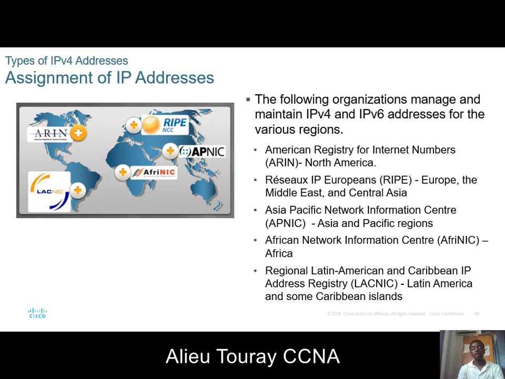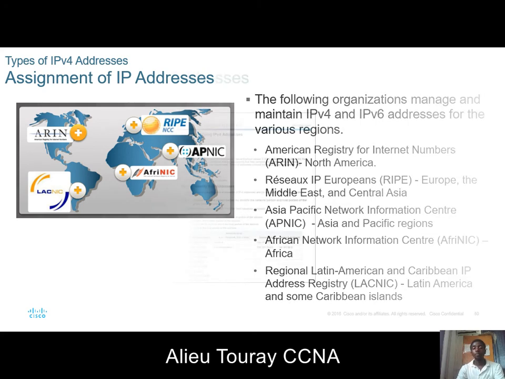These are the organizations responsible for maintaining IP version 4 and version 6 addresses for the various regions. We have ARIN for North America, RIPE for Europe, APNIC for Asia, AFRINIC for Africa, and LACNIC, the Latin American and Caribbean IP address registry. All of these are the internet registries for each region in the world. We have 5 regions, and those are the ones right here.